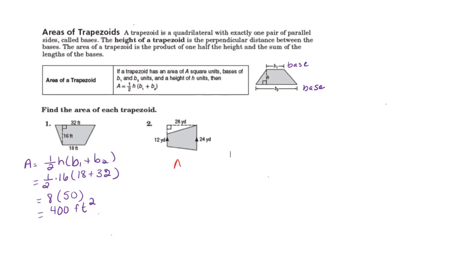Example 2, area is going to be 1/2 the height, which is 28, times my 2 bases being added. Remember, the bases are the parallel sides. 1/2 of 28 is 14. Those two added together are 36. And I get 504 yards squared. So area of a trapezoid is 1/2 the height times the 2 bases being added.